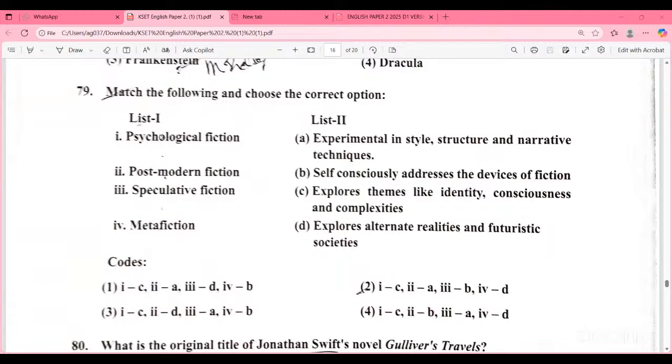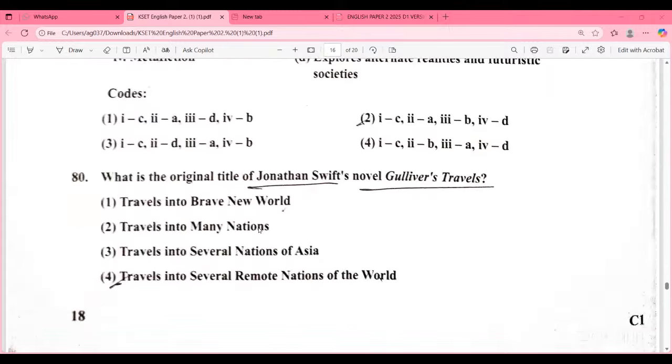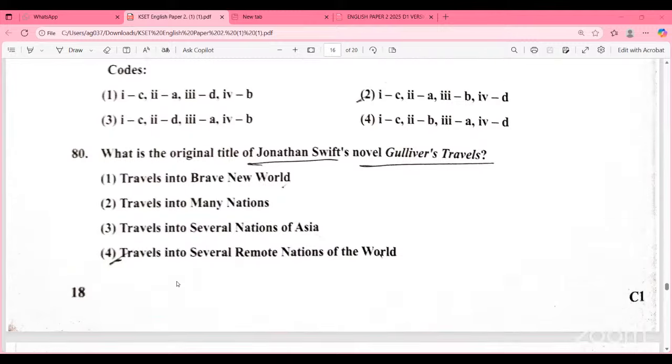Option 1. Because 1C, 2A, 3D, 4B. Got it? What is the original title of Swift's Gulliver's Travels? It is Travels into Several Remote Nations of the World.